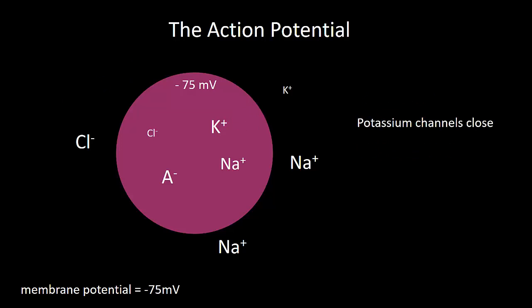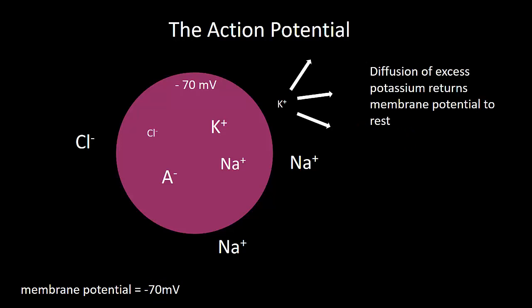minus 70. And actually the potassium channels stay open a little bit too long. So instead of stopping at minus 70 millivolts, we actually get a little overshoot. We go down to minus 75 millivolts. Now the potassium, again, is going to flow until the channels close or it reaches equilibrium. And so the potassium channels at minus 75 millivolts close. Now we have a little bit of excess potassium. That is going to diffuse away.